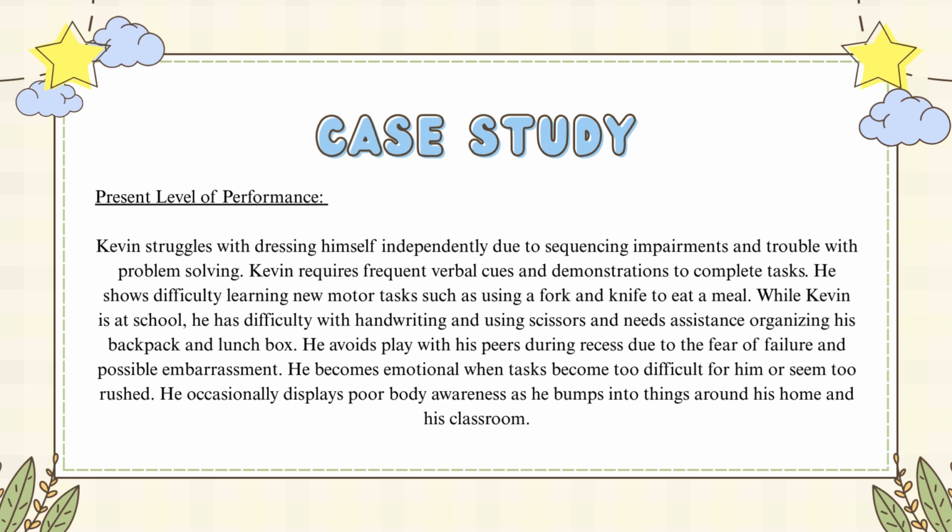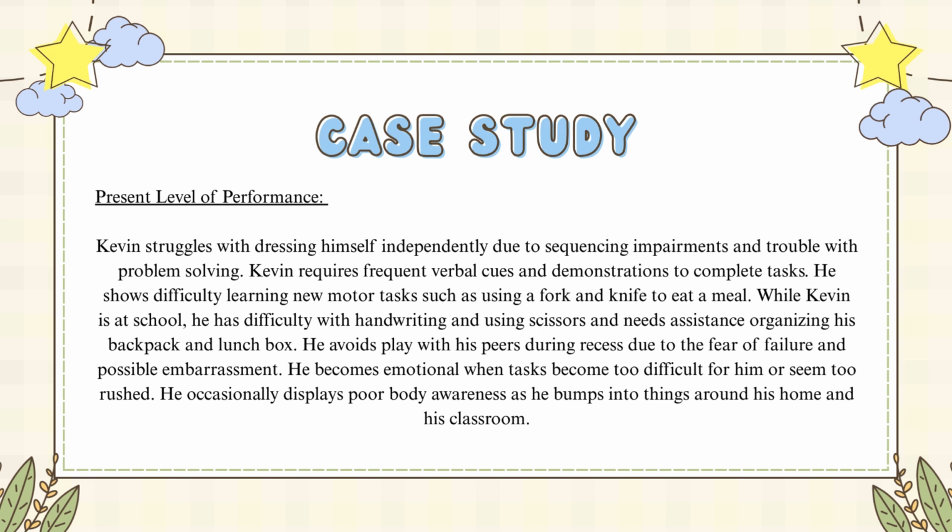Kevin currently requires frequent verbal cues and demonstrations to complete tasks, specifically from his parents and teachers. He shows difficulty with learning new motor tasks that come his way. An example of this would be learning how to use a fork and knife to eat while eating a meal. Also, when he's at school, he has difficulties with handwriting and using scissors to cut paper. He typically needs assistance organizing his backpack and his lunchbox.